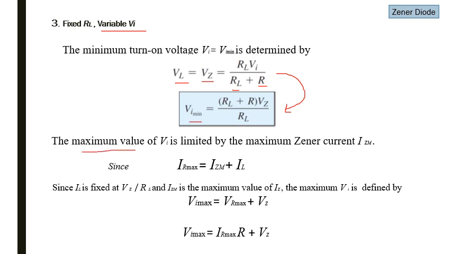For Vi maximum, we know that there is a maximum current Ig maximum which should flow through the Zener diode. That means no more than that current should be flowing through the Zener diode for safe operation. Since we know IR, that is actually the total current, is equal to Ig and IL, that means IR maximum, which will be against Vi maximum, is equal to Ig maximum plus IL.